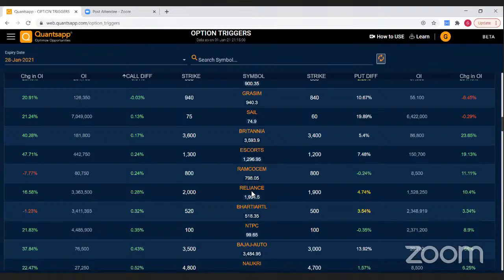And if you see something more than 5% or below -5%, that is in white. That means the difference between the highest call and the future price, or the highest put and the future price, is big.